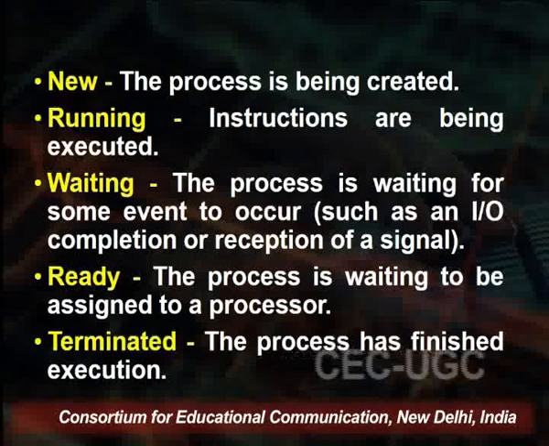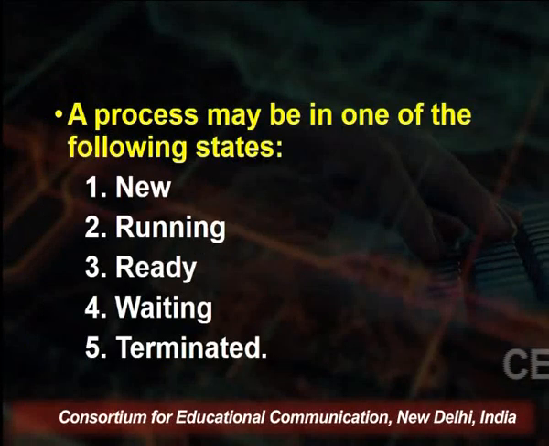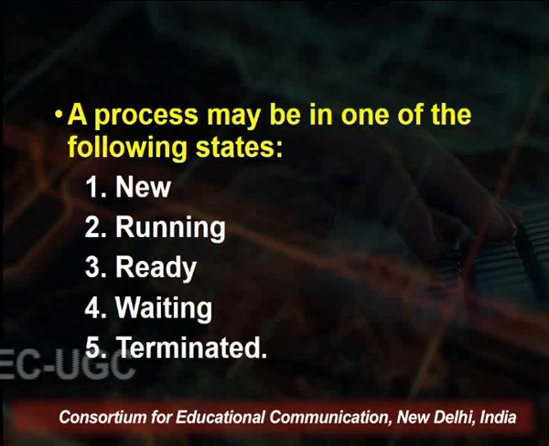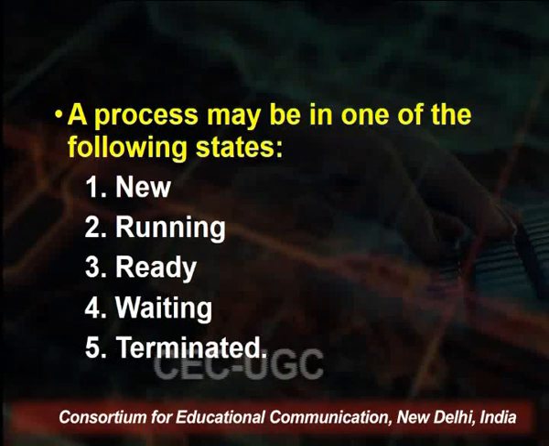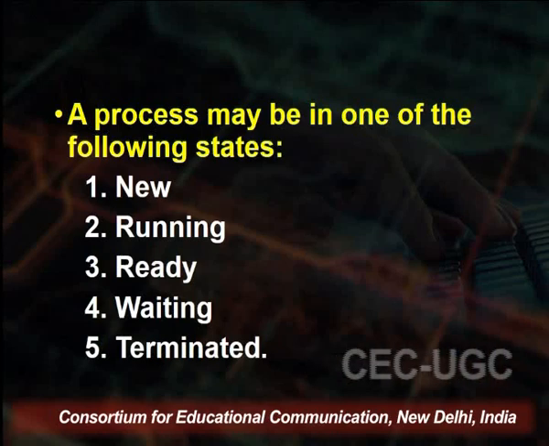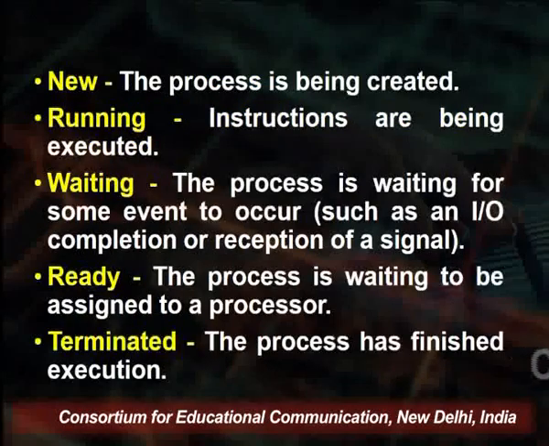So again I am repeating, the process may be in one of the following states. One is new, another one is running, next is ready, the fourth one is waiting, and the fifth one is terminated. New is when your process is being created, that is the new state. Then we have the running state of the process. That means your process is currently occupying the CPU, and its instructions are being executed.